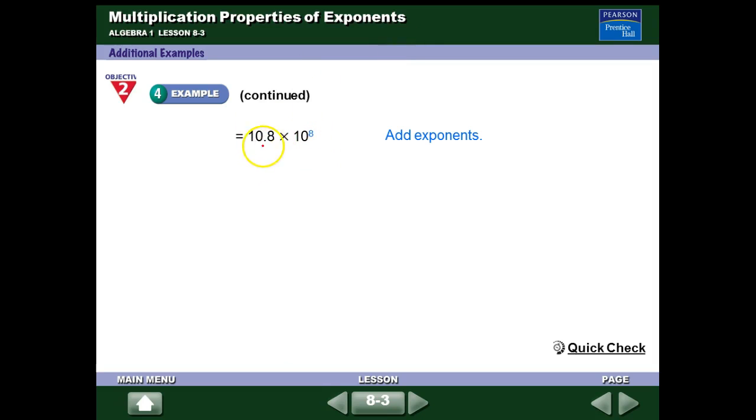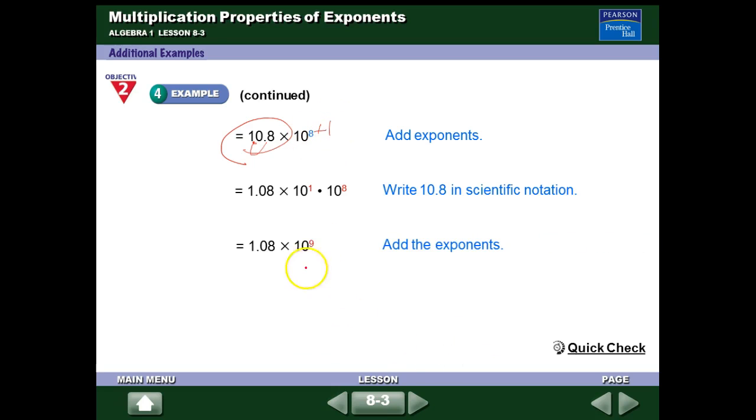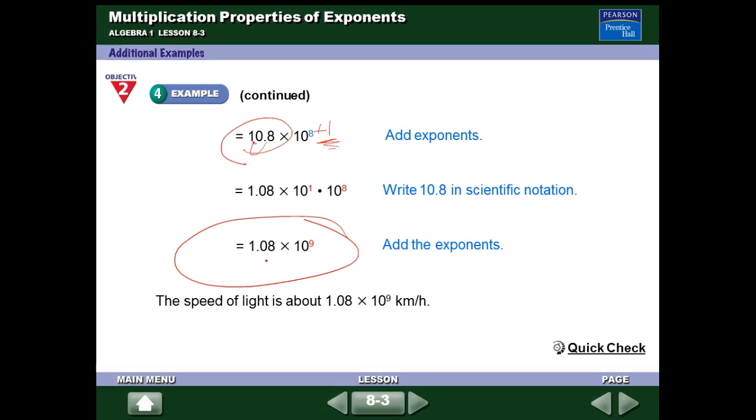Well, once again, this first term has to be between 1 and 9. So I need to move my decimal over 1 more. Need to add to my exponent, so I get 1.08 times 10 to the 9th. The reason I added to this exponent is because I moved that decimal, which is from previous lessons. So the speed of light is about 1.08 times 10 to the 9th kilometers per hour. That is all for today.